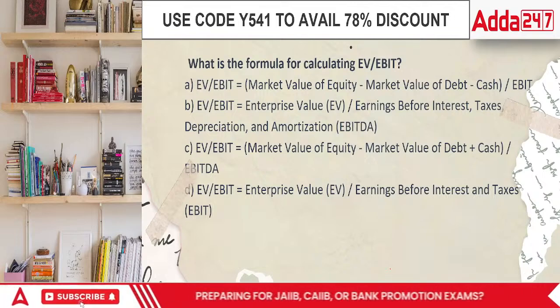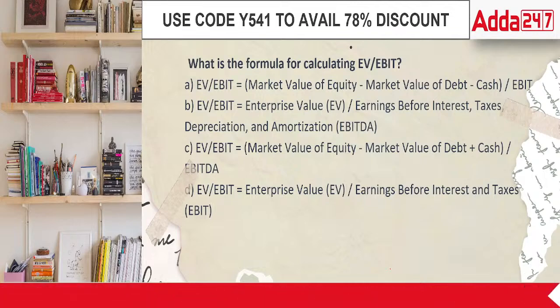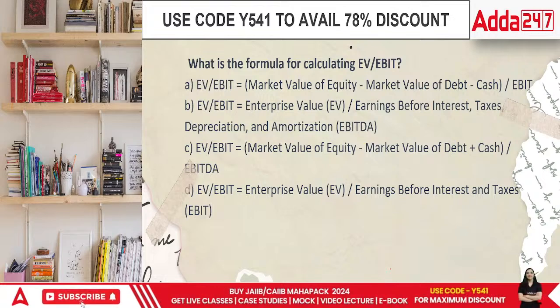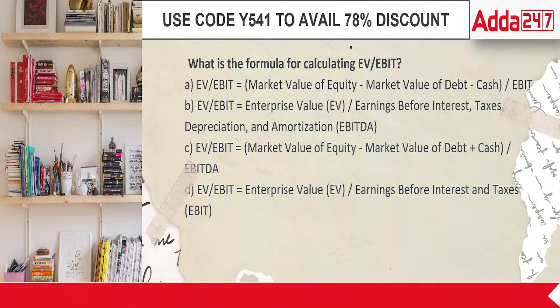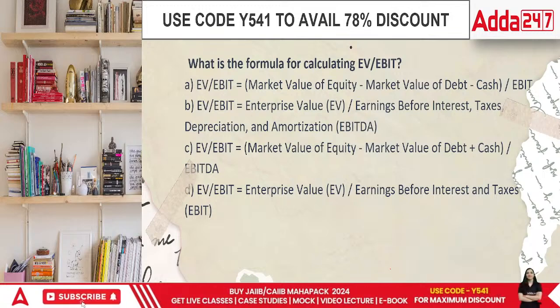Next is, what is the formula for EV divided by EBIT, everyone? What would be the answer? Market value minus the market value of debt and cash. From equity we are removing all these. And enterprise value divided by EBITDA, or enterprise value divided by EBIT, or if we write EV upon EBIT instead of EBITDA. Tax, depreciation and amortization: in some cases they're including it, and in some cases they are not.